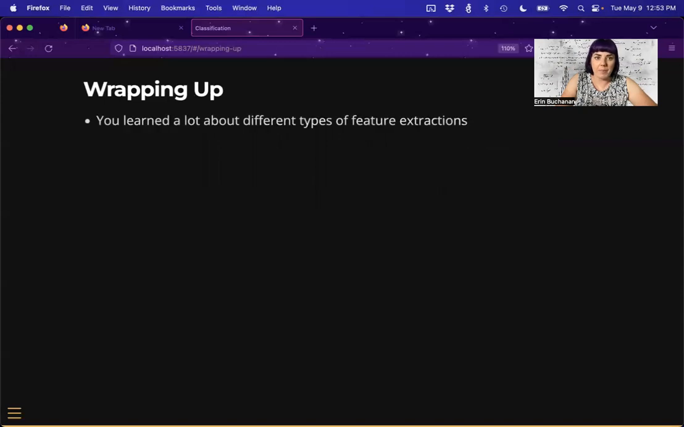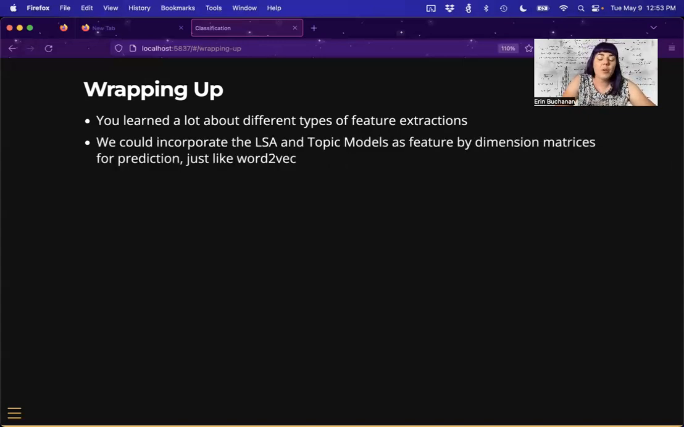All right, so let's wrap all this up. You have learned a lot about feature extraction. A lot. 2 whole lectures' worth. Okay, so there are a lot of feature extraction methods that all build on each other. Start with the simplest, work your way up to the hardest. Okay. We could also incorporate LSA and topics into this lecture, but I just didn't because it's already long enough.